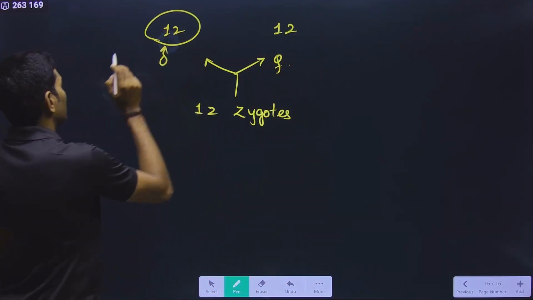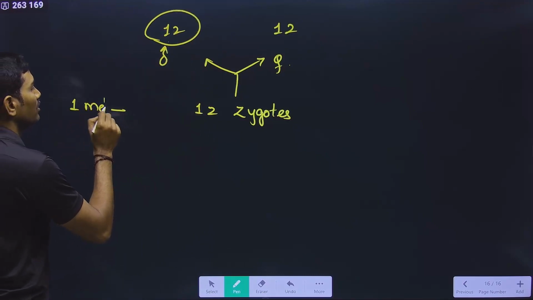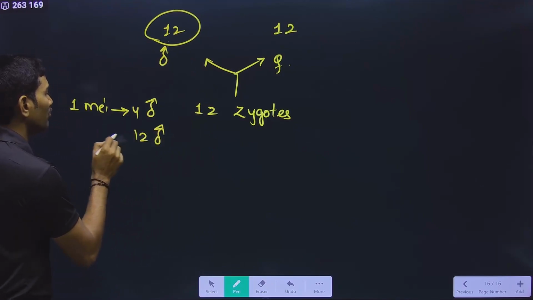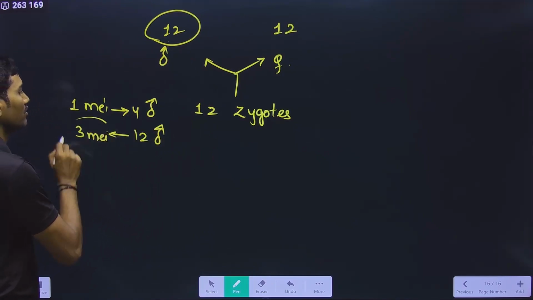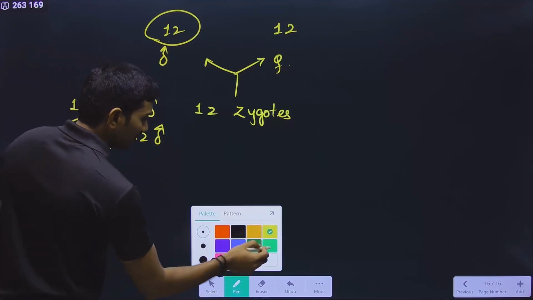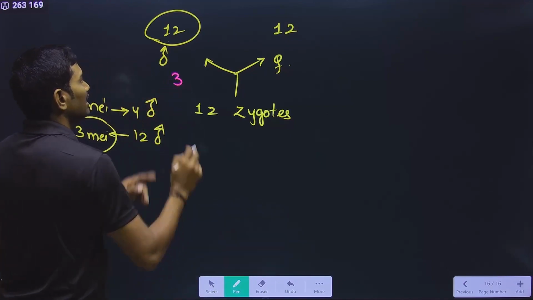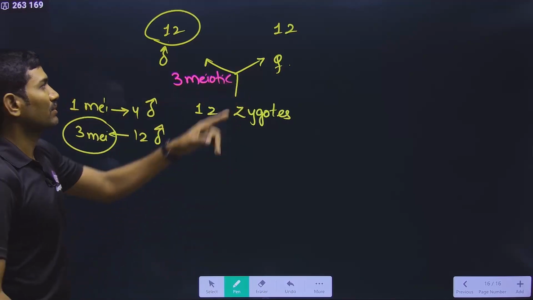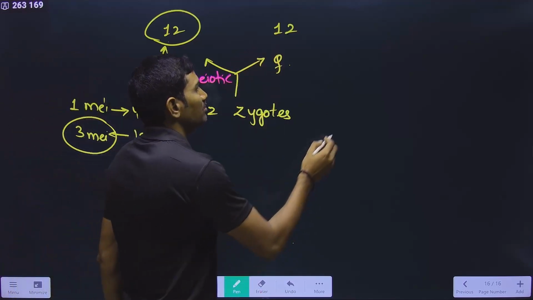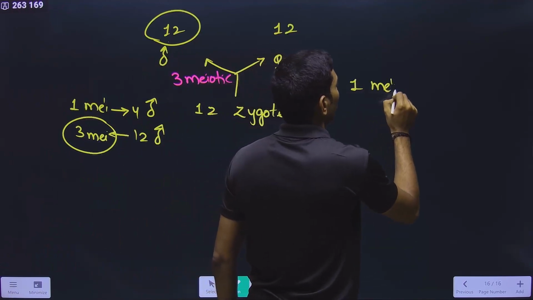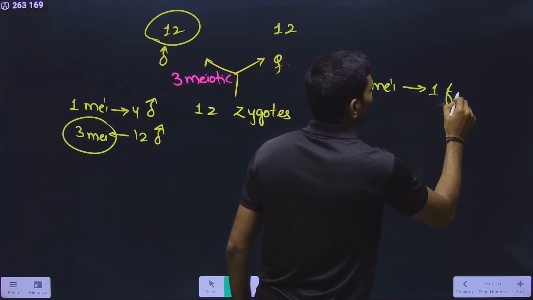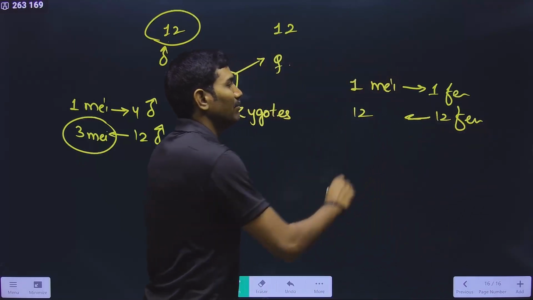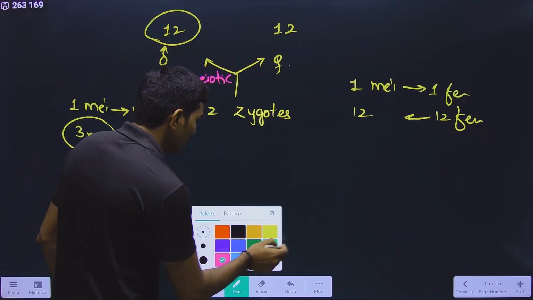For 12 male gametes, what we studied is that one meiosis will form 4 male gametes. So for 12 male gametes, how many are required? 3 meiosis are required. So here the answer is 3 meiotic divisions on this side. But in female, what is the concept we studied? One meiosis will form one female gamete. Here you want 12 female gametes. For 12 female gametes, how many meiosis are required? 12 meiosis are required.